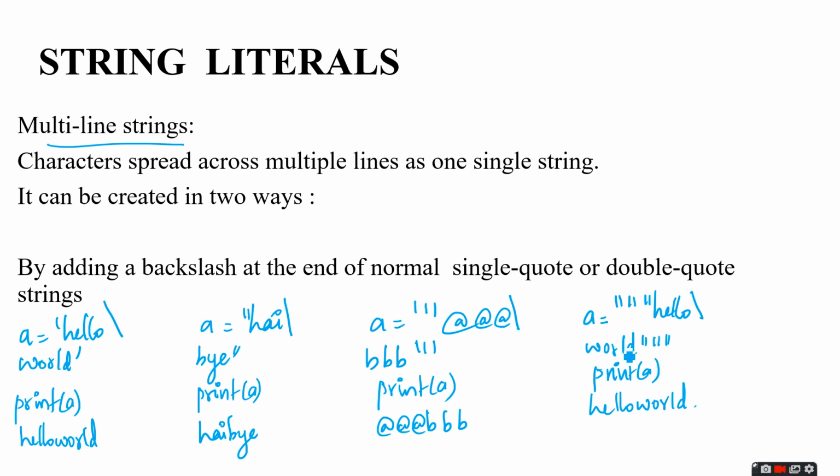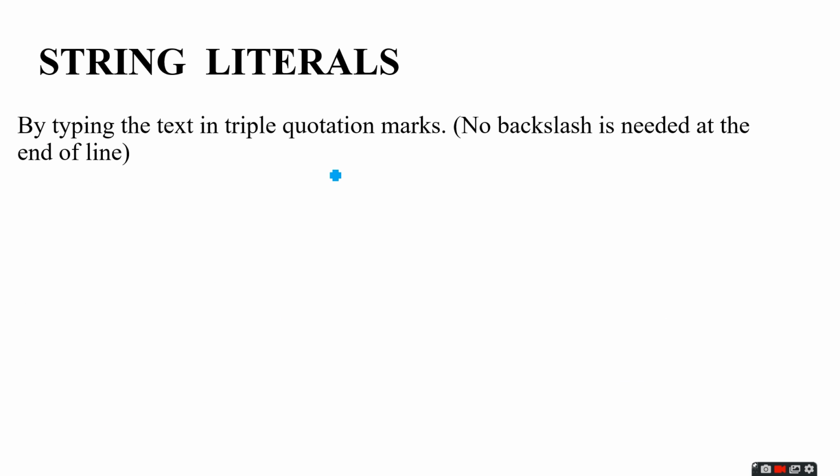That means the strings are in different lines. In this way, we can create a multi-line string by adding a backslash at the end of a normal single quote or double quote string. Now, next is the string that we type inside triple quotation marks, single or double, but no backslash is needed. Now see this example. A equal to, triple single quotes, hello, then I am writing world. Now print A. The output will be like this. Hello world. This will be the output.